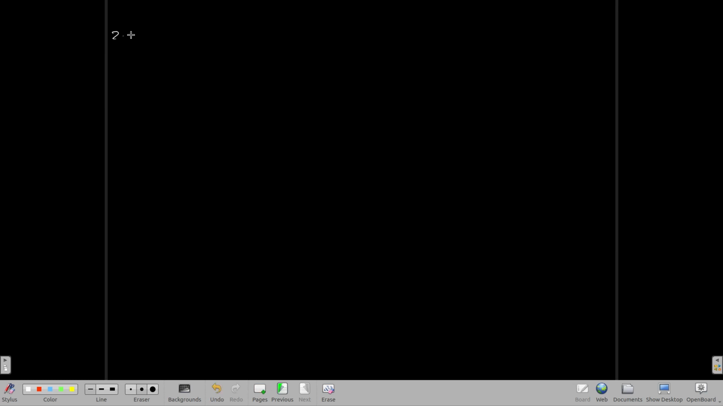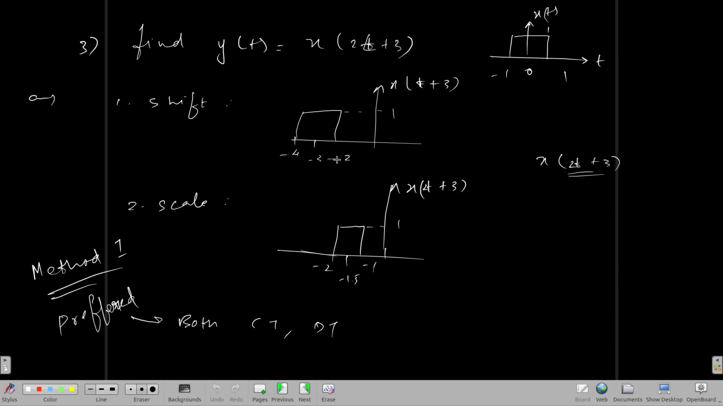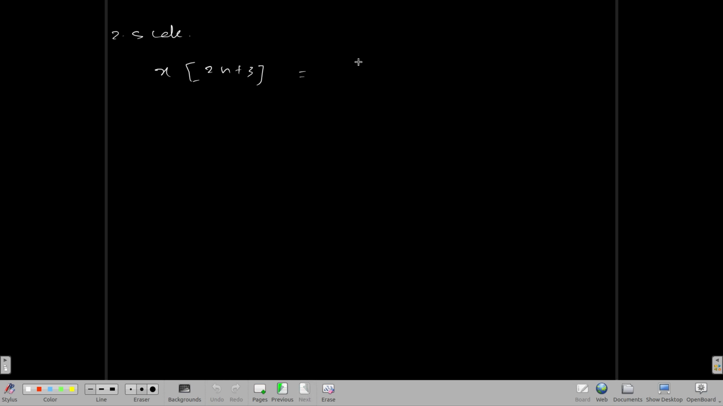Now the second part is scaling. So scaling means we have to find x of 2n plus 3. We have already done n plus 3. 2n, multiplying by 2, means we have to compress. We have to divide. You can always draw a comparison with this one. So here we shifted. Then when we were scaling, what did we do? Even though we are multiplying by 2 here, in the time axis we are actually dividing. Whatever is there, we are dividing, right? So here also we will do the same thing.